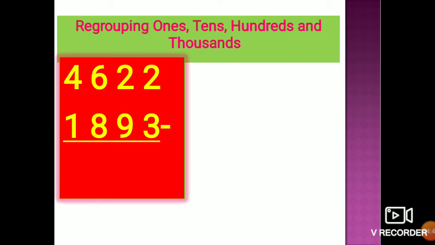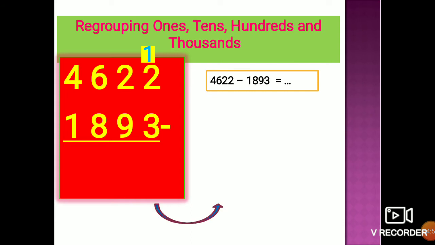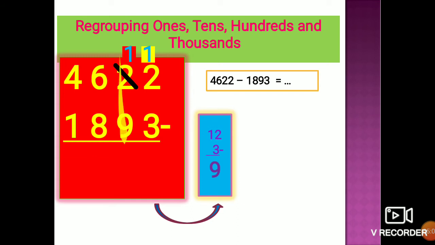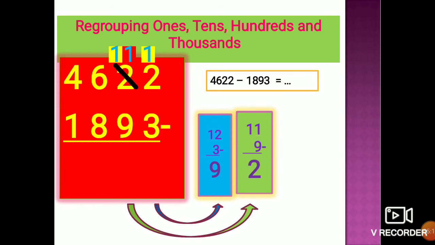Okay, now ones, tens, hundreds, and thousands again. Now let's take a look at the ones. 2 minus 3. Is that possible? So we need to borrow from 2. So now 2 becomes 12. 12 minus 3 equals 9. Then remember, that 2 already used 1, so now it changed into 1. 1 minus 9, do you think it's possible? Nope. So we borrow from 6, now 1 becomes 11. 11 minus 9 equals 2. Okay, now what happened to 6?